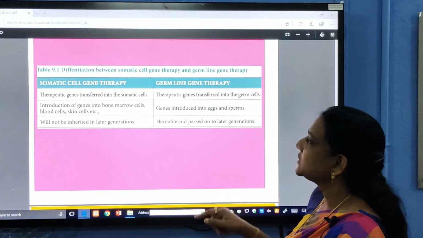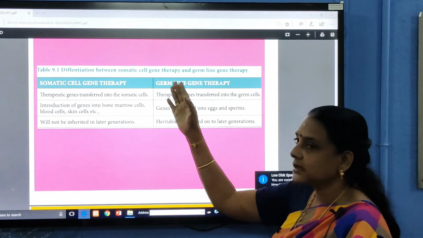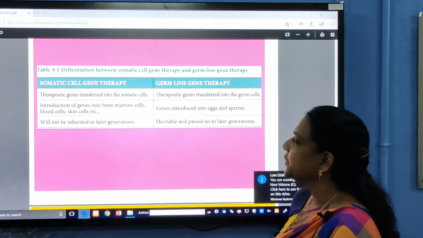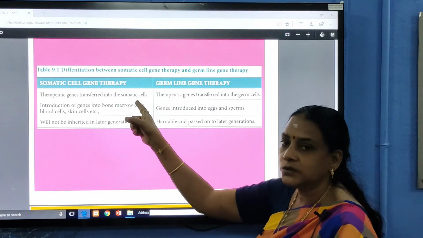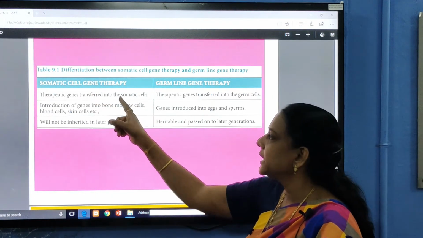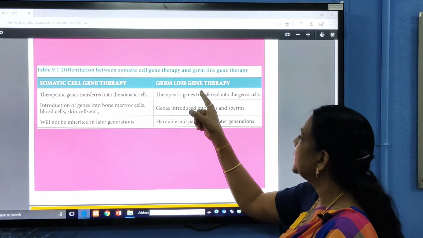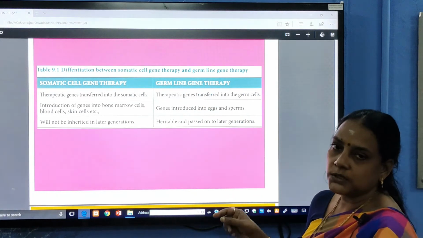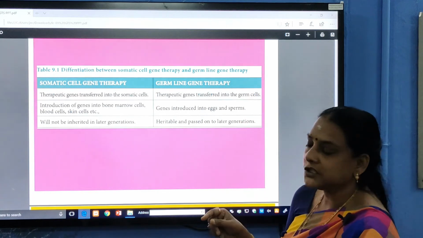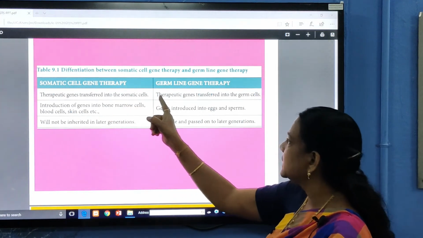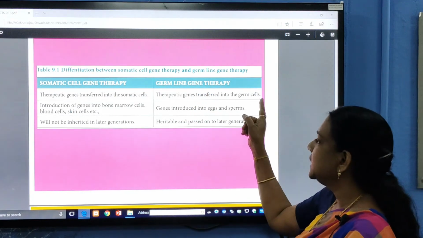So, two differences are there between the somatic cell gene therapy and germline gene therapy. Somatic cell gene therapy, you can see the gene is transferred into the somatic cell, as the name implies. Germline means it is the reproductive cells or the germ cells. This refers to the germ cells, therapeutic genes. So here gene transfer is done in the somatic cell, there gene transfer is done in the germ cell.